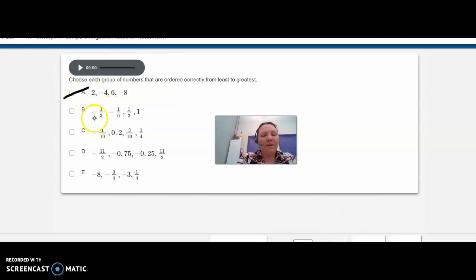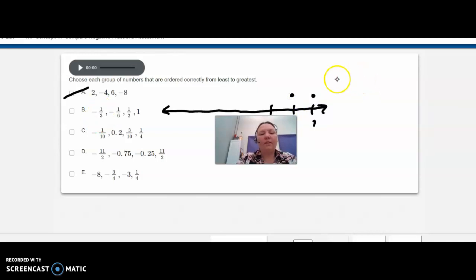Okay, now letter B might be a possibility because it has the positives to the right in the list, but we have to really think about what this looks like. -1/3 and -1/6. If we think about that on a number line, let's think about where that falls just to double check. So we know that 1 is going to be over here to the right, and we know that 1/2 is also to the right.